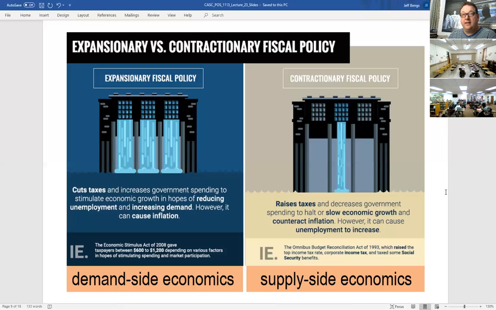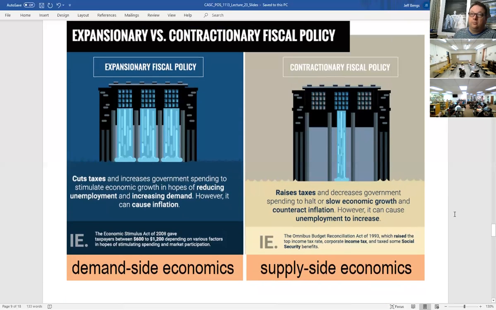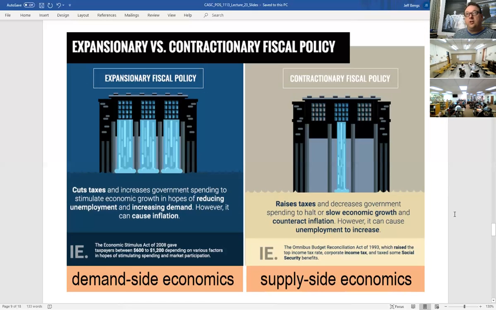Basically, fiscal policy is the government trying to help the economy. That's a very general definition. And there's two ways that the government can do this. One is an expansionary fiscal policy where the government cuts taxes and then they also increase government spending. In other words, they're cutting taxes for the American citizens so that citizens can keep more of their money, but then they're pumping more government money into the economy so that hopefully it will stimulate the economy.